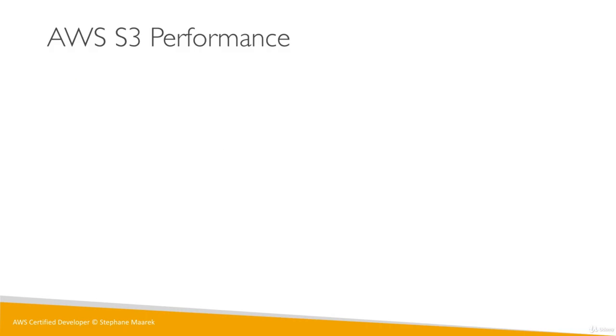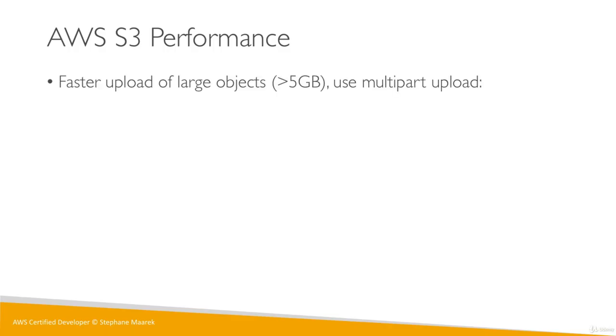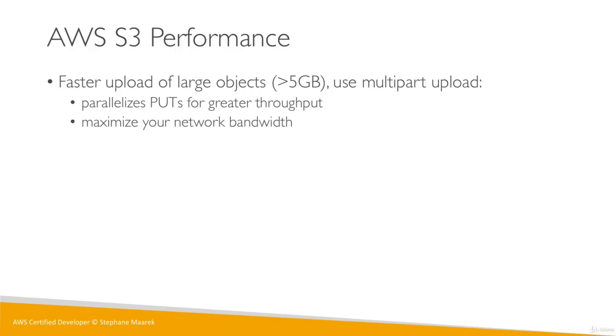Now there are other things you should know about S3 performance that are quite common at the exam. If you want to upload a large object, over 5 GB, you need to use multi-part upload. What you get out of it is that you can parallelize the puts, and that allows you to get greater throughput on your connection. You can maximize your network bandwidth, and you can decrease the time to retry in case a part fails.